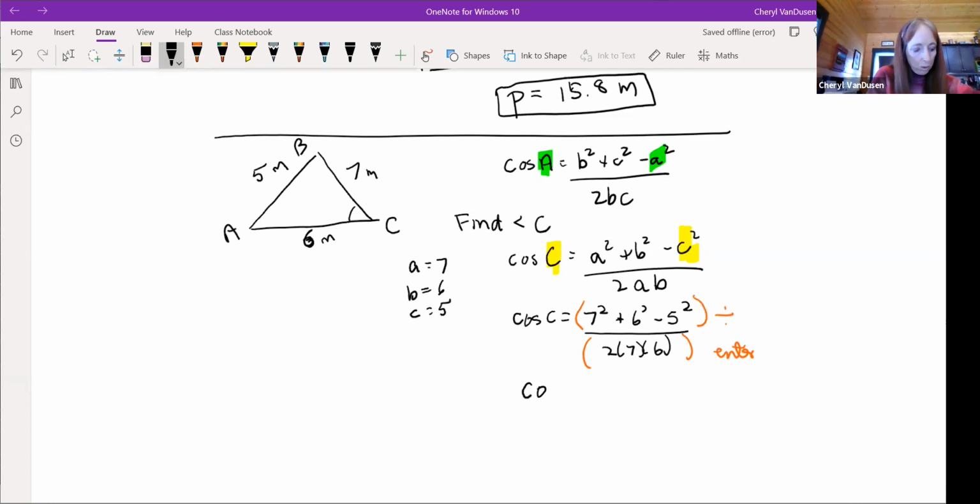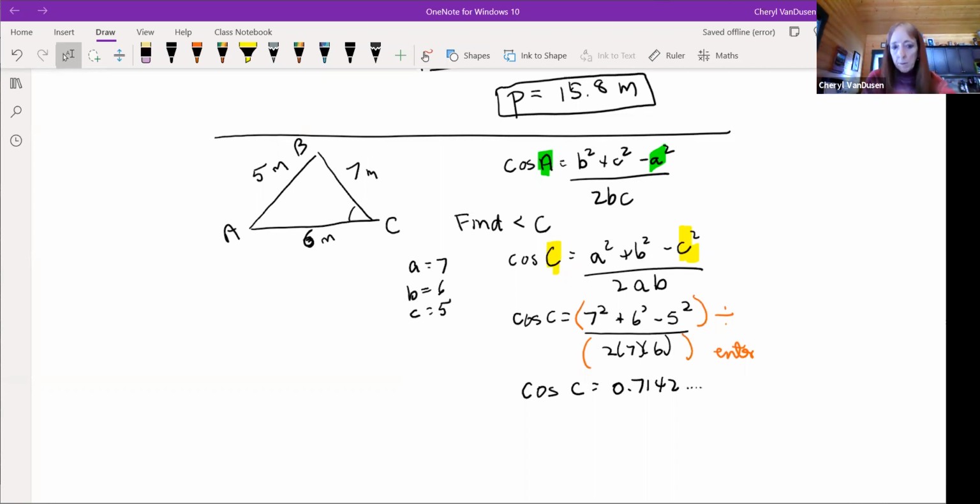So we get cos of C is equal to 0.7142... If you don't get that, give me the heads up. I'll double check. Looks like I got everything. Yep, that's the right number.